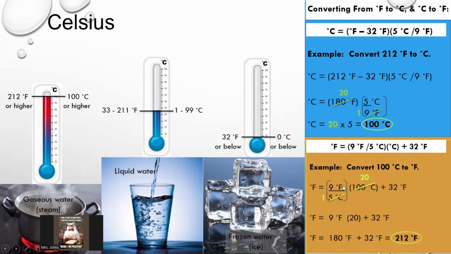So 9 degrees Fahrenheit over 5 degrees Celsius, multiply that by our 100 degrees Celsius. The 100 and the 5 can cancel out. So that's a 1, and 100 divided by 5 is 20. 20 times 9 is 180 down here. And then we add the 32. So 180 plus 32 is 212 degrees Fahrenheit.